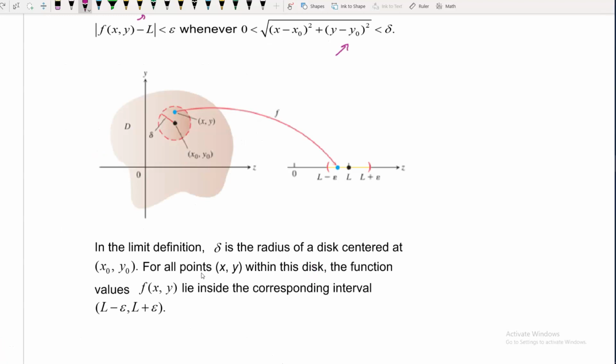In a limit definition, delta is the radius of a disk centered at (x naught, y naught). So here is the center. For all points x, y, so for example here in this case we have this point within this disk, the function value f of x, y lies inside the corresponding interval, which is this part, so L is between L minus epsilon and L plus epsilon. So here our limit is inside this interval, and that is an open interval.